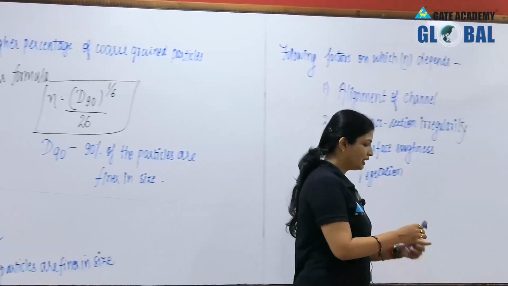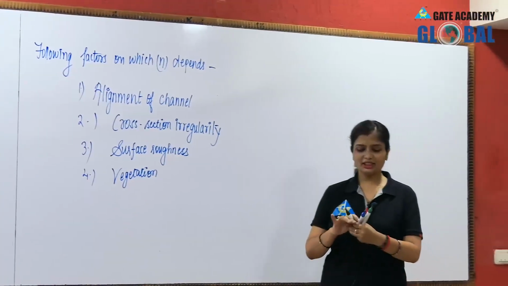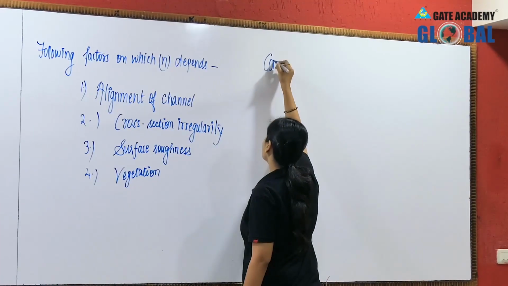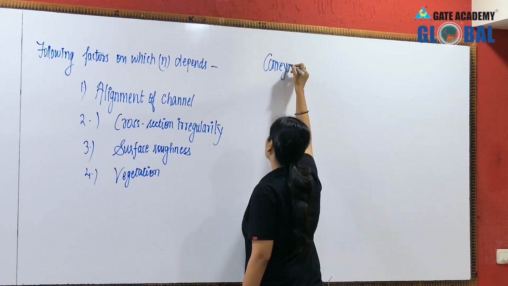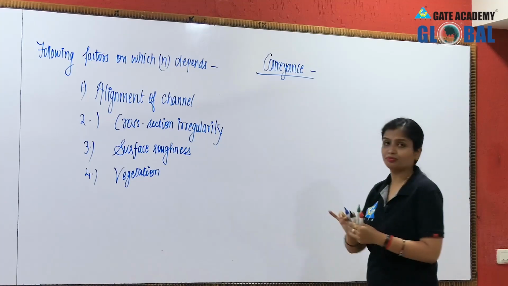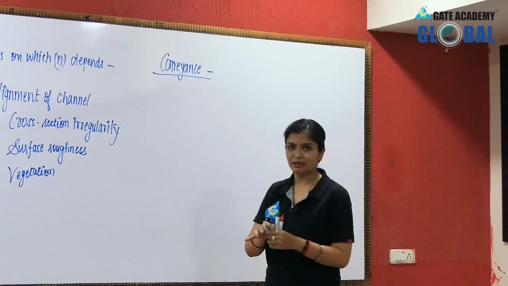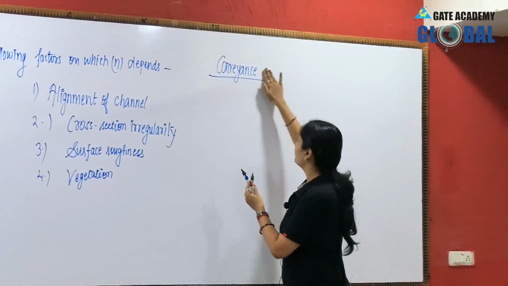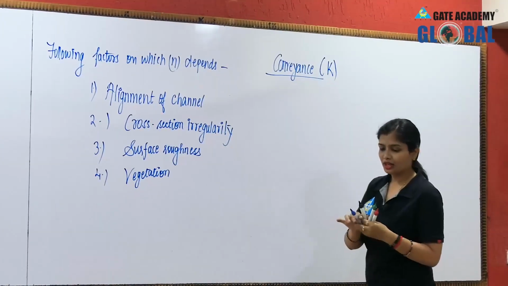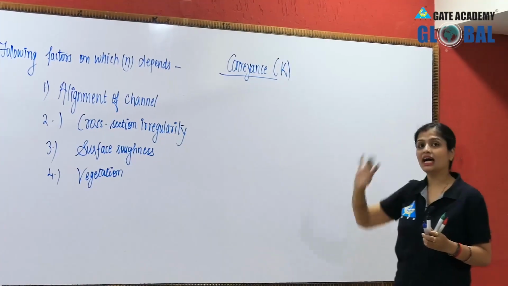Fine. After this, there is a small topic, it will take just 2 to 3 minutes, which is conveyance. What is this conveyance? Have you come across this word? Come on, tell me. Okay, before moving to conveyance, let us start simply. I'll tell you one thing first. Conveyance is denoted by K. Don't confuse this K with Strickler's equation K, that is your roughness height.